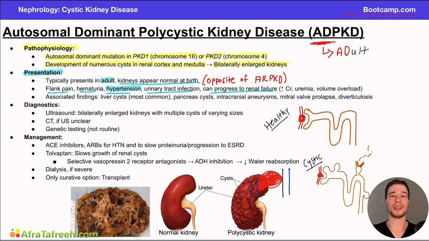And finally, if these things are not resolved, ultimately these patients can progress to renal failure. This can get progressively worse and worse. We would expect to see typical renal failure labs like increased creatinine, uremia, and volume overload.